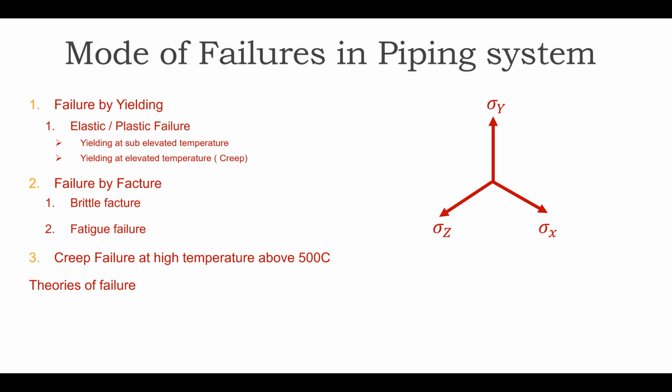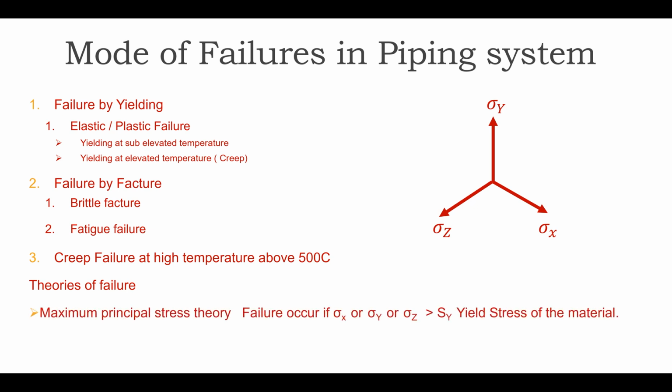What is maximum principal stress theory? This theory states that yielding in a piping component occurs when the magnitude of any of three mutually perpendicular principal stresses exceeds the yield strength of the material. These stresses are sigma x, sigma y, or sigma z. If any of these is more than the yield stress of the material, it will fail. This is the maximum principal stress theory.